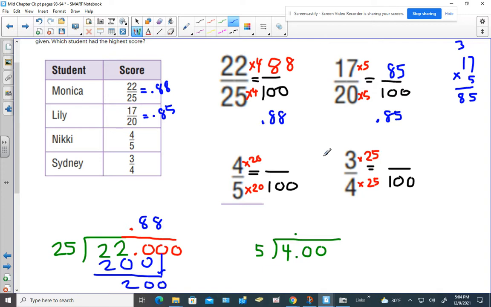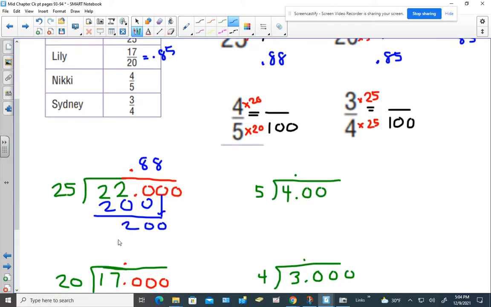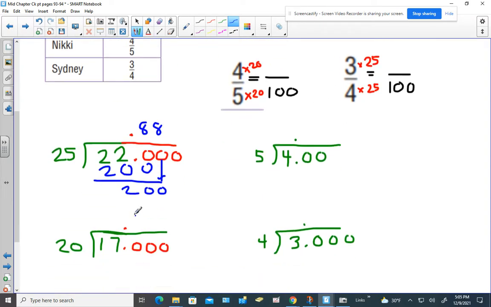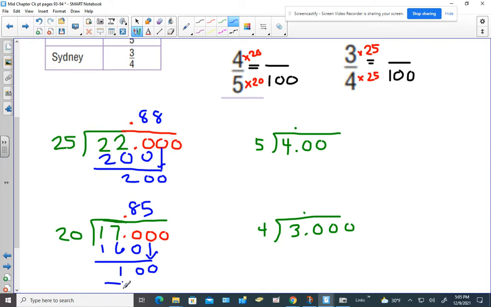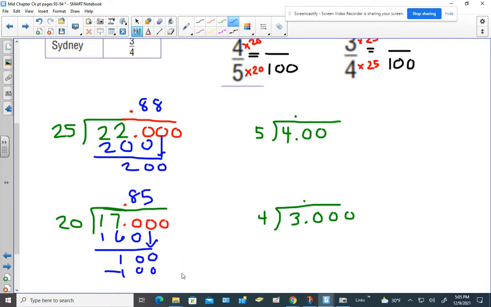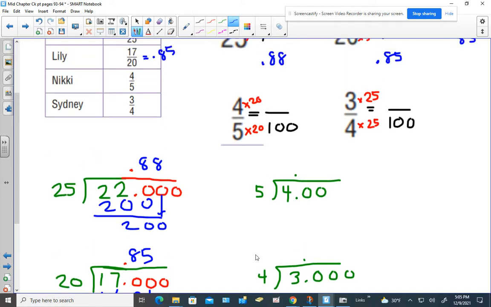Now, did you know that if we did 17 and divided it by 20, that we would get 85 hundredths? Doesn't 20 times 8 equal 160? And if we subtract, we get that, and wouldn't we bring down the 0? And wouldn't 20 times 5 be 100? So you really have to ask yourself, when you see these types of questions, which method looks easier to you?